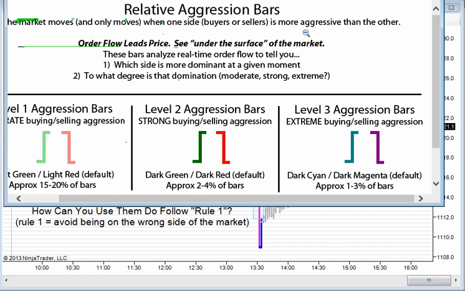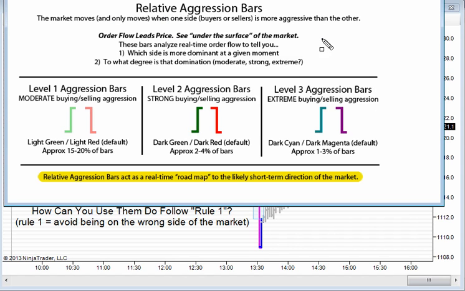To make a little more sense of these relative aggression bars: the market moves, and it only moves when one side, buyers or sellers, is more aggressive than the other. We have a pretty detailed video that explains this in more depth on the How This Works page of our site. Essentially, we've created these bars that show us, number one, when one side is more aggressive than the other, when buyers are stronger than sellers, and number two, to what degree. Is it moderately stronger, very strong, or extremely strong in terms of the buying or selling aggression coming into the market?